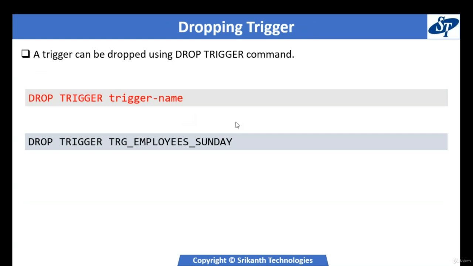Of course, you may want to drop the trigger because you feel the business rule that you mentioned in the trigger is no longer applicable. For example, we didn't want anyone to make changes on Sunday, but for some reason that is no longer relevant, so we can drop the trigger altogether.